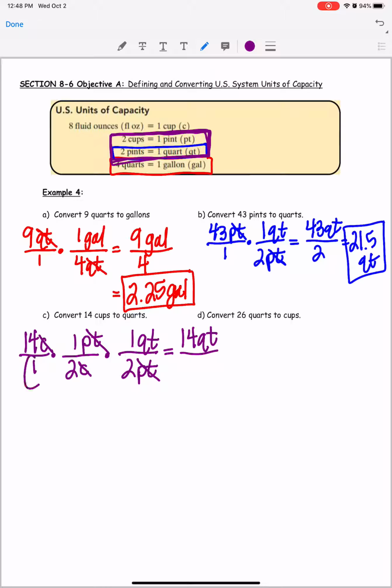All over 1 times 2 times 2. Only those units canceled, not those numbers. So this is all over 4. And then 14 divided by 4 is going to give me 3.5 quarts.